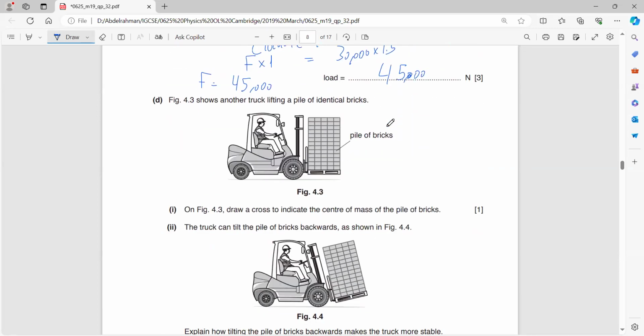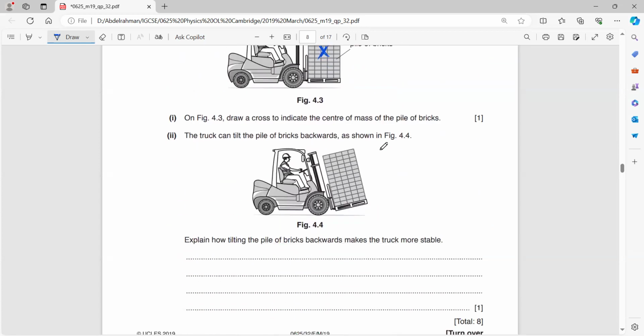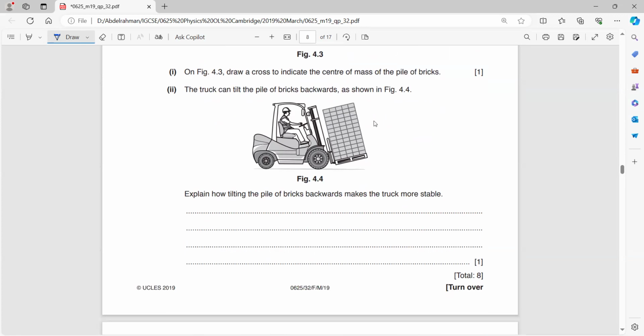On figure 4.3, draw a cross to indicate the center of mass of the pile of bricks. Center of mass, quite easy. It's in the center of this rectangle. You'll find the center. It's somewhere around here. Easy. Why does he tilt this pile of bricks backwards? Lowers the center of mass.